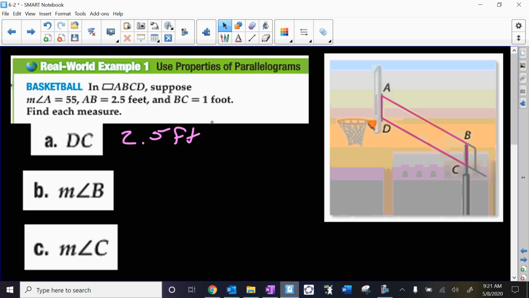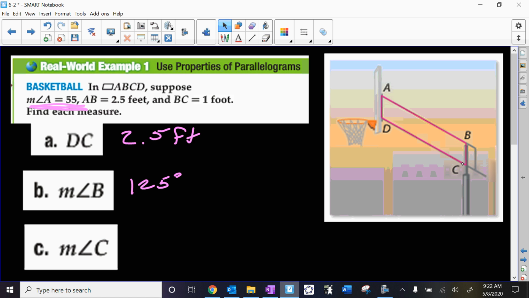Next, angle B. We know opposite angles are congruent, and we also know consecutive angles add up to 180. They tell us angle A is 55. So A and B, those are consecutive. So I know that they add up to 180. So I'm going to take 180 minus 55, which will get us 125 degrees.